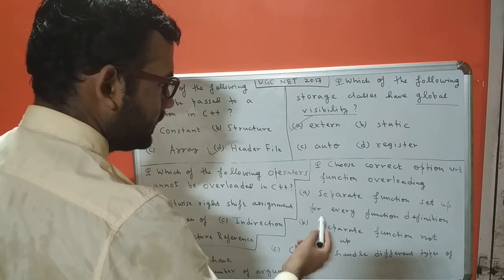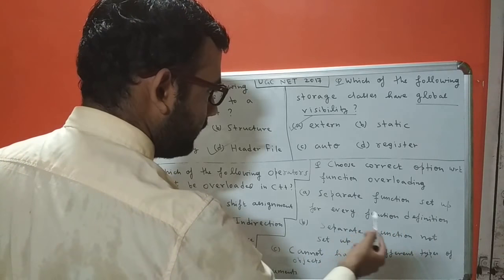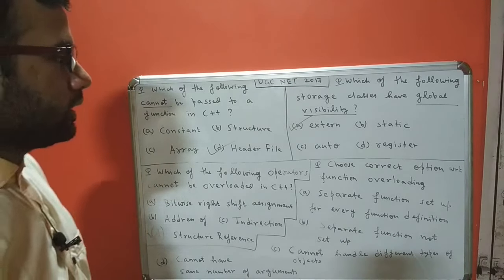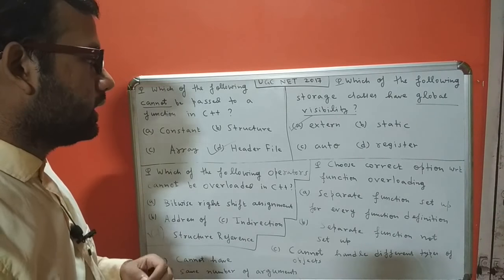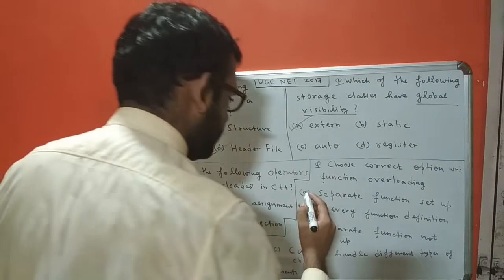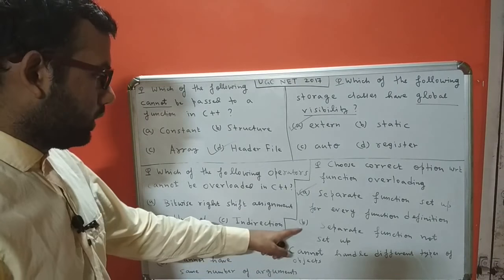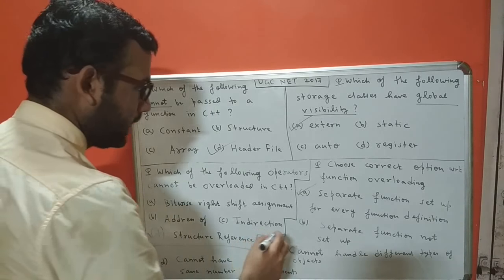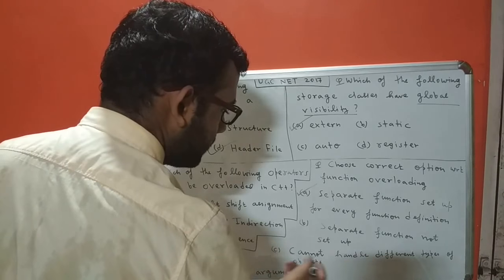So they've given 4 options and they've asked us to choose the correct one with respect to function overloading. So what are the options? The first one is separate function setup for every function definition. Yes, so in function overloading, for each of the overloaded functions, the compiler sets up a separate function definition. So this is definitely correct. What about option B? Separate function not set up. No, this is not correct. What about the third one? Cannot handle different types of objects.